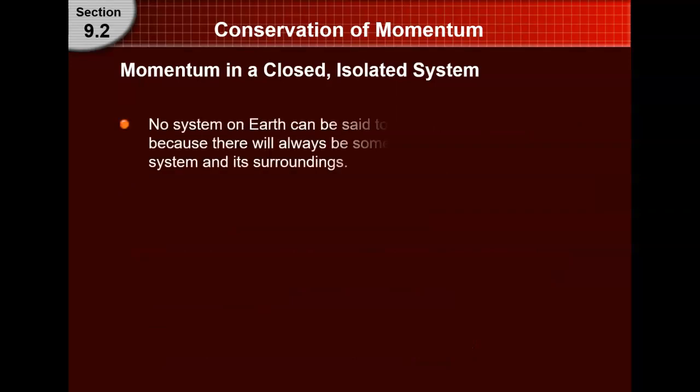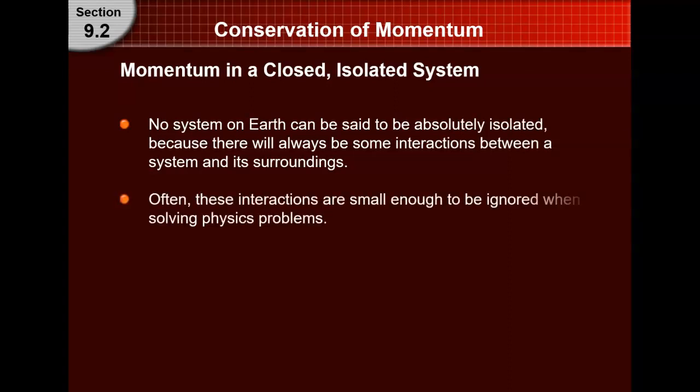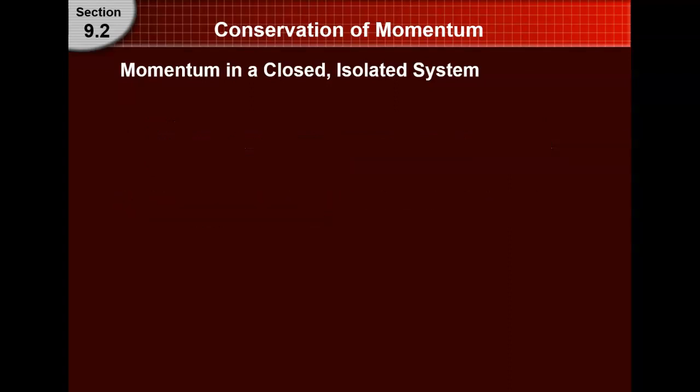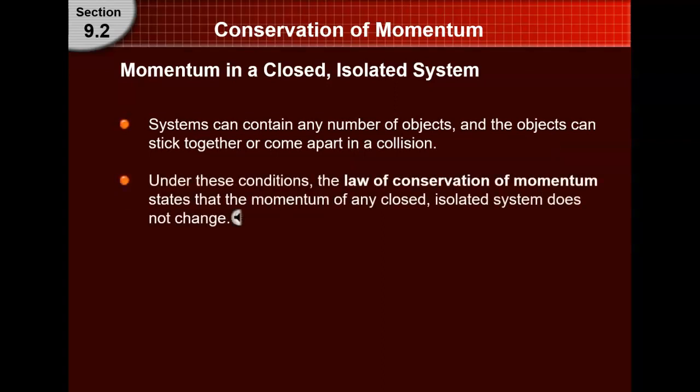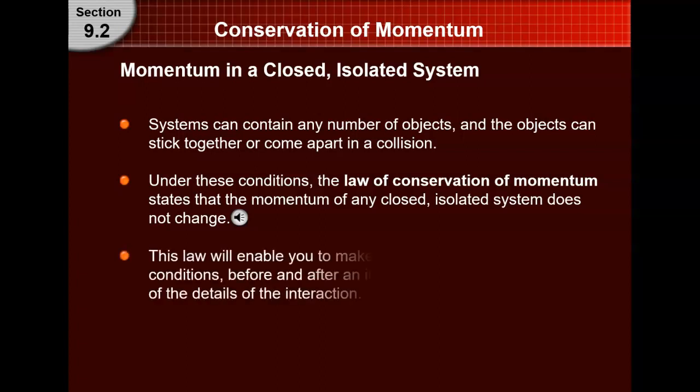If we move on, no system on Earth can be absolutely isolated because there's always some interaction with the surroundings. And we can usually ignore them. Systems can contain any number of objects, and the objects can stick together or come apart in a collision. We're going to look at the different types of collisions, but they always follow the law of conservation of momentum. That says the total momentum of the system doesn't change.